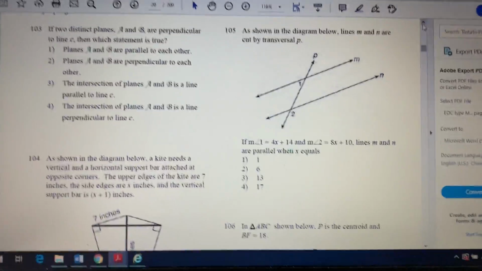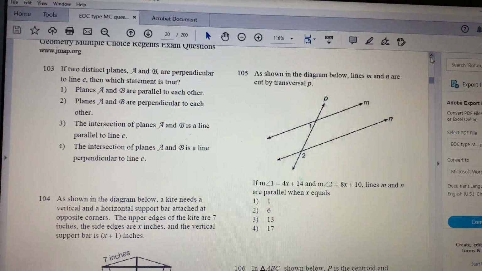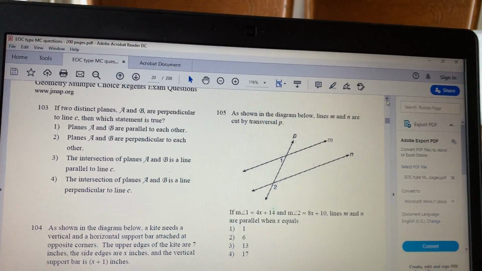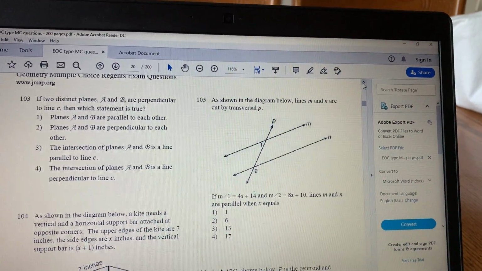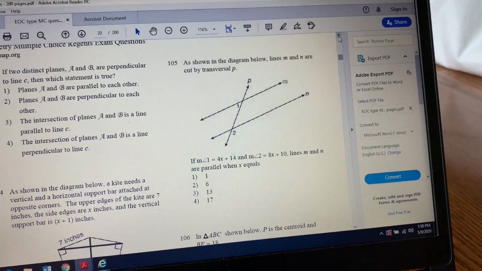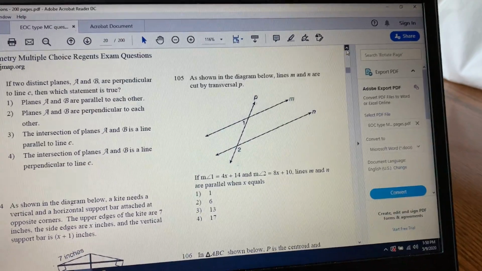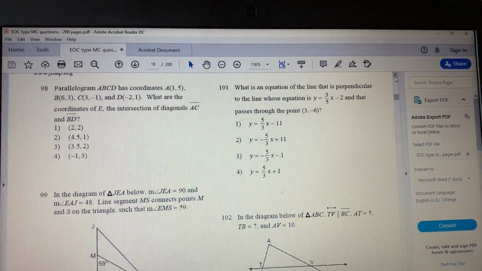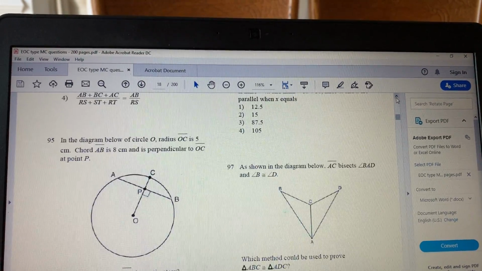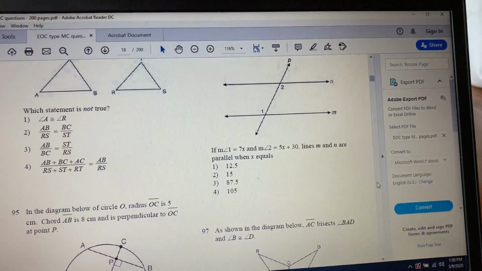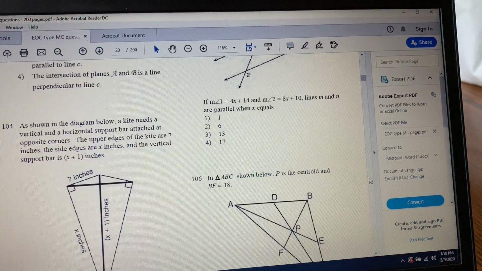All right. As shown on the diagram below, M and N are cut by transversal P. Another parallel line transversal problem. I think we had one in the last video. Let me double check actually. So y'all might go back and look at your work. Just something similar. No, it wasn't the last video. It was 2 videos ago. Right there. Okay. So very similar problem, even though the lines are drawn a little different.